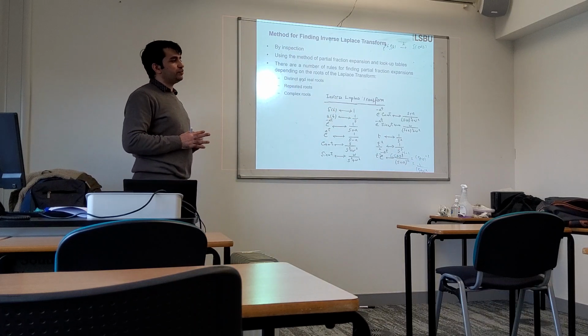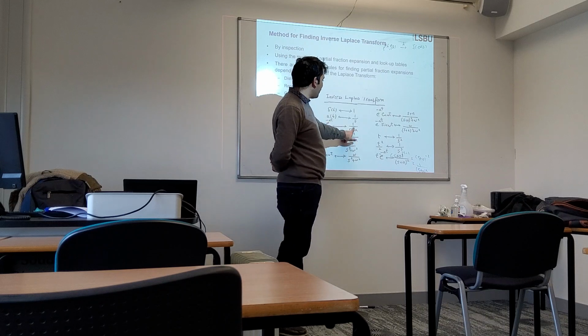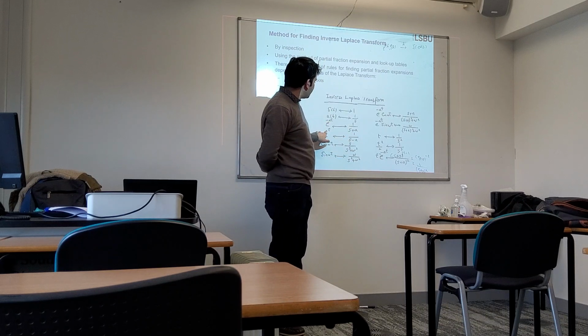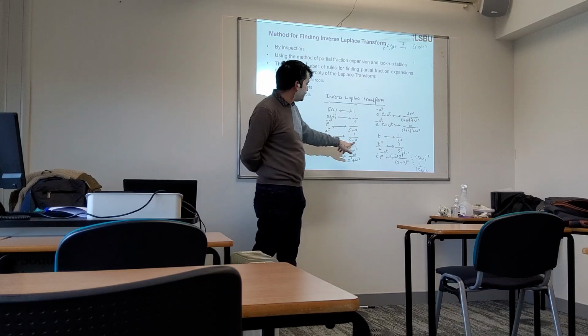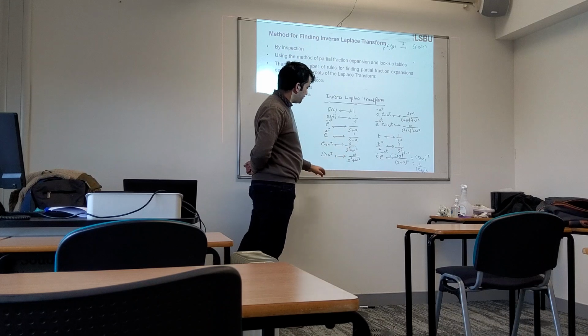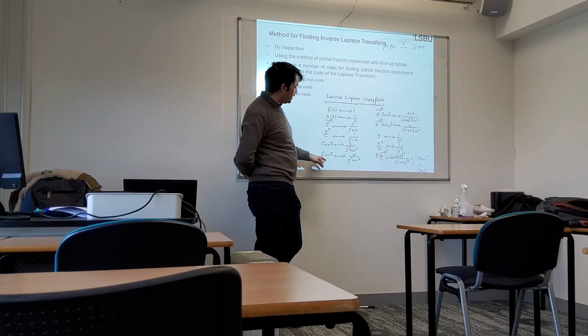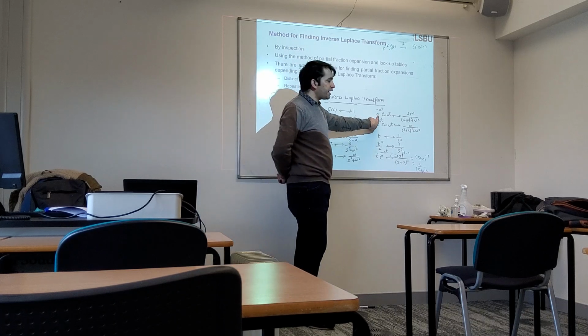But this table you most probably will get. You can see e power minus a, e power plus a: if you have minus here, it comes as plus; if you have plus here, it comes as minus. Then for cos of omega t, you have s divided by s square plus omega square, and sine of omega t is omega divided by s square plus omega square. This we have just calculated.